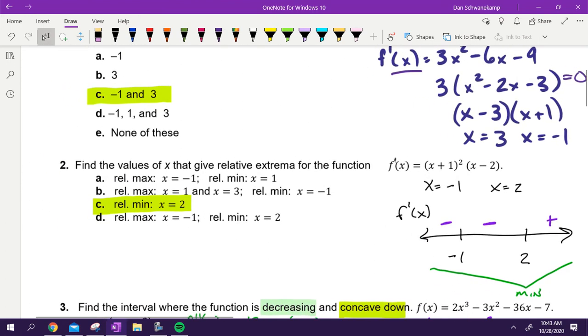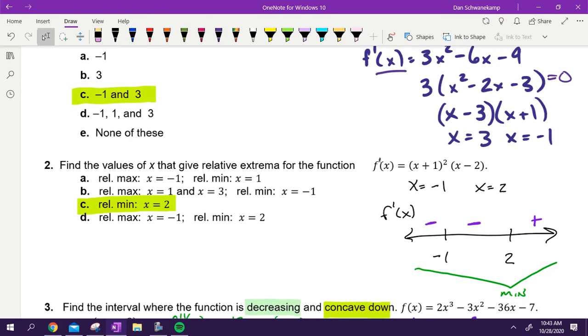Okay, number 2, we were trying to determine what's happening. So I already had the first derivative. I set it equal to 0, and I solved. I got negative 1 and 2. Then I did a sign chart. I plugged in numbers. Again, this right here should have been a clue to you. When that factor is squared, it's not going to change signs. So it did not change signs here at negative 1. So negative 1 is not a maximum or a minimum here. It is neither. But 2 is a minimum because f prime changes from negative to positive. That's why it's C.